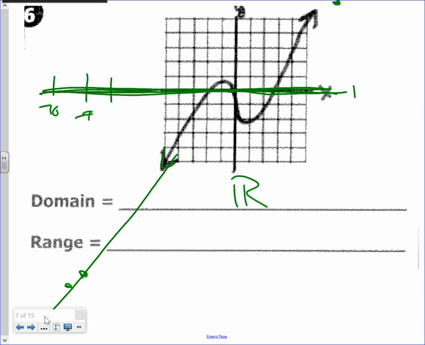How about range? Let's try range. Put the range in blue.